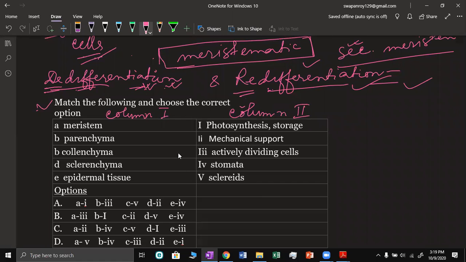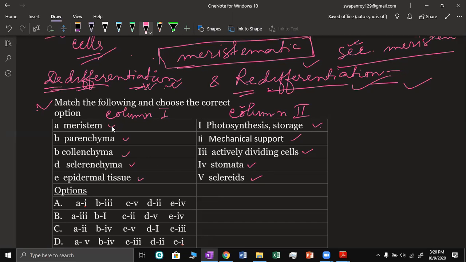Okay, column 1 and column 2. In column 1, we have meristem, parenchyma, collenchyma, sclerenchyma, and epidermal tissue. In column 2, we have photosynthesis and storage, mechanical support, actively dividing cells, stomata, and sclereids. So here, what will be the matching?